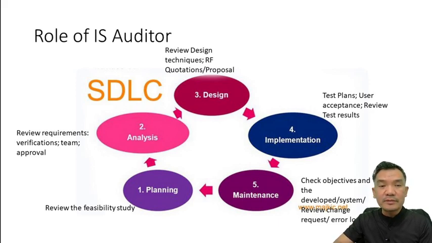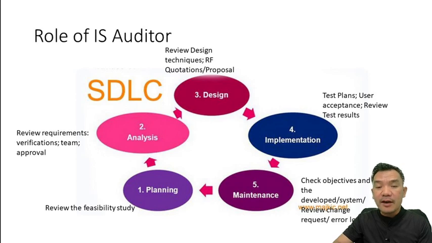In the design stage, you have to review the design techniques, then the request for quotation and request for proposal. These are two aspects that we need to design. The identification of the team or team approval during the analysis stage is a very important input for the design, whether you have to request for quotations or request for proposals. Okay?